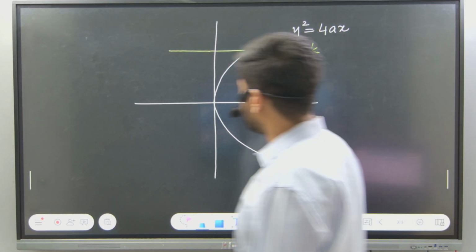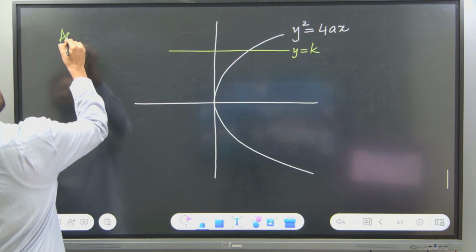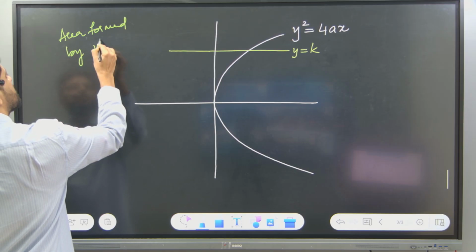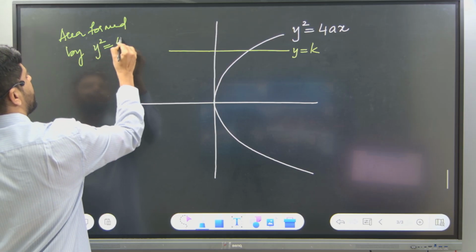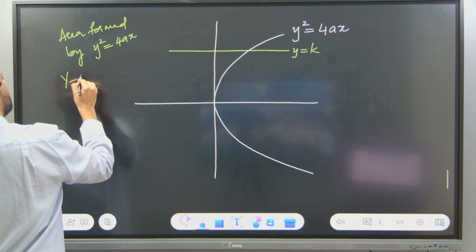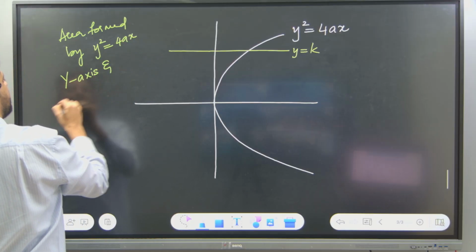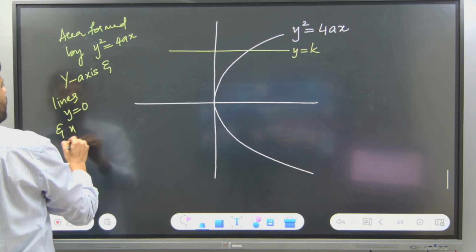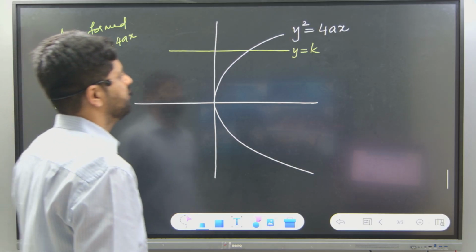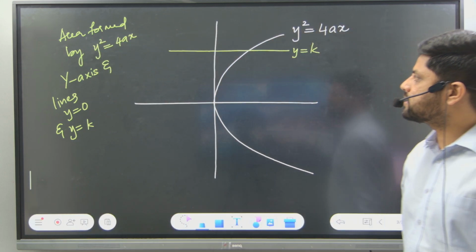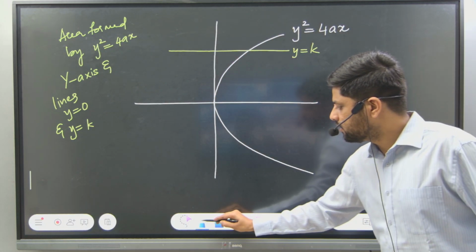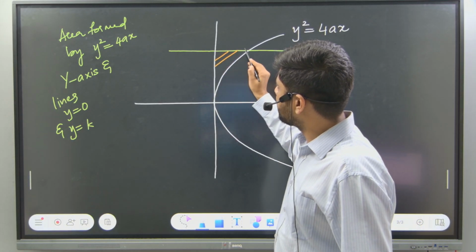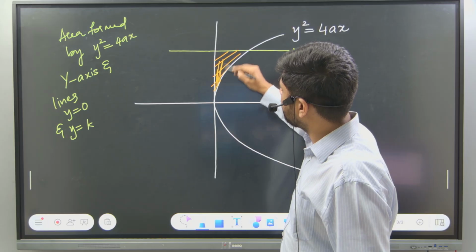Now, what is the question? Area formed by y square is equal to 4ax, the y-axis, and the lines y is equal to 0 and y is equal to k. So I need to find out this area. Now please observe properly how to decide what. This is the area that I want.